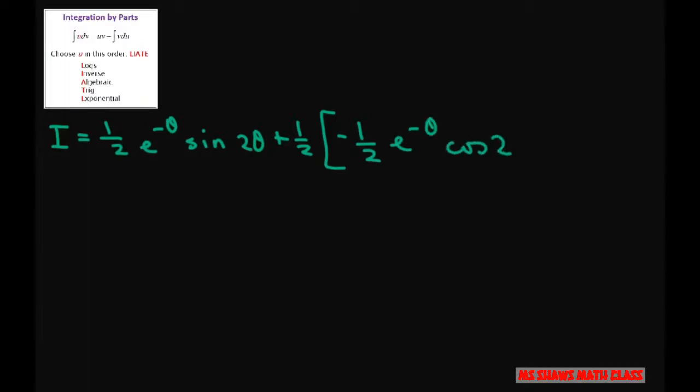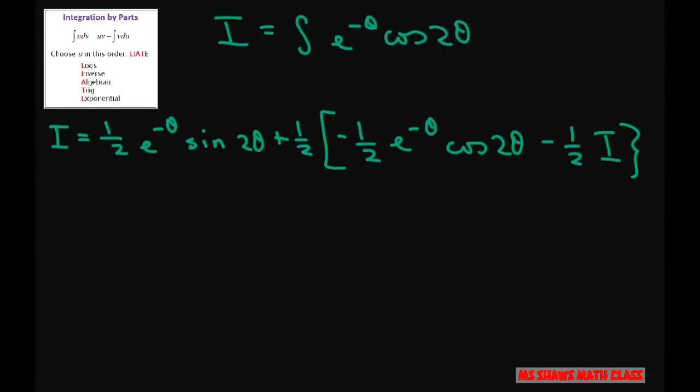And what we're going to get is your total integral equals 1/2 e to the negative theta sine of 2 theta, plus you have your 1/2 in front, and I'm doing my second part I did, which is going to be negative 1/2 e to the negative theta cosine of 2 theta minus 1/2 of your integral, I. Remember, I was just this. So all I'm doing is changing what I had there for I.